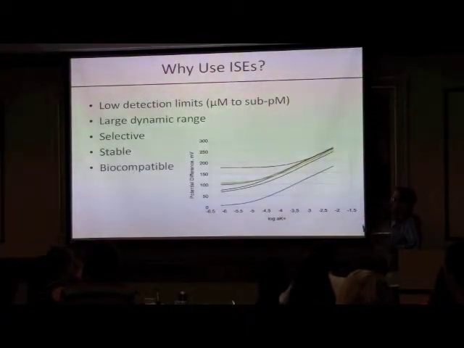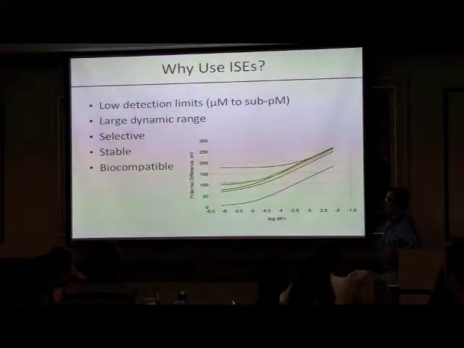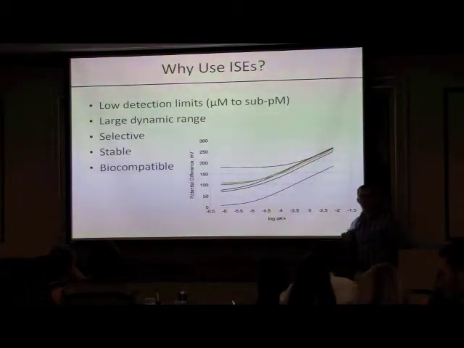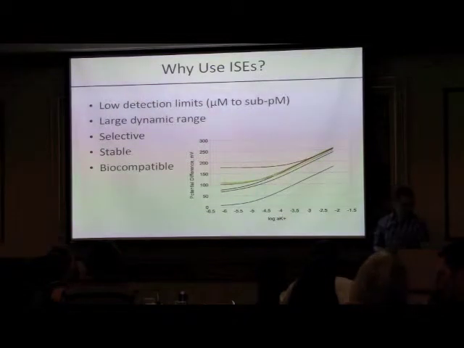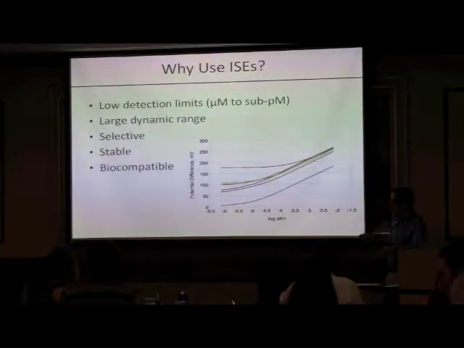You can have a large dynamic range, so you can go from maybe 10 to the minus 7 to 10 to the minus 1. They're selective somewhat, depending on what ionophore you select. They're quite stable if you practice making them. And they can be biocompatible depending on what materials you're using. And this is just right here, it's this figure. It's an example of some potassium electrodes. So we have our potential and our log, our constant activity of our potassium.